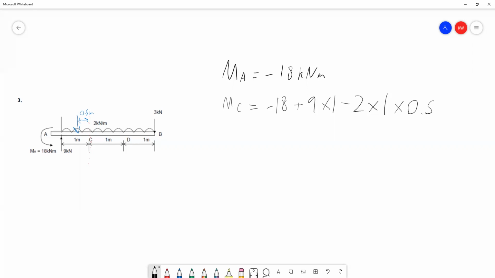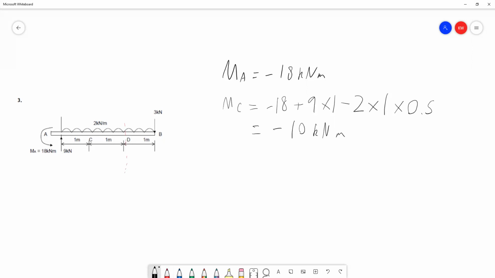And if we sum all of this up, we have minus 18 plus 9, and minus 2 times 1 times a half is minus 1. So we're going to be left with a total of minus 10 kilonewton meters. We found our bending moment at point C. So I'll erase the wee notes we made on the diagram here, and then we can look again to find the bending moment at point D. I'll mark our line passing through D here, thereabouts.